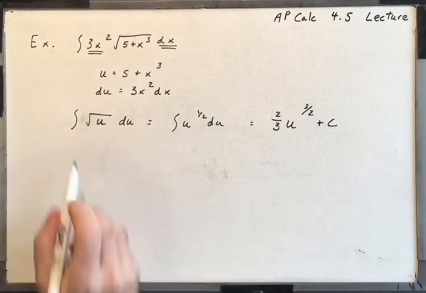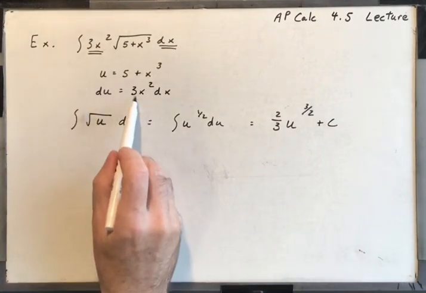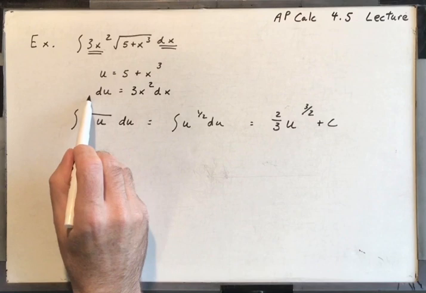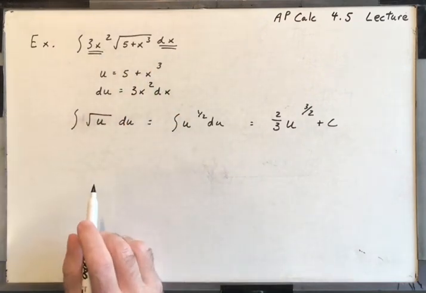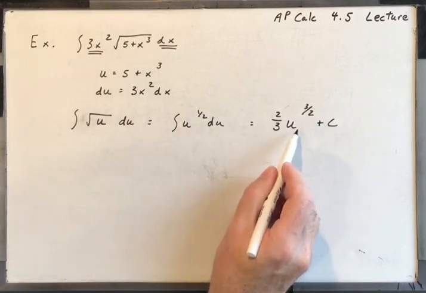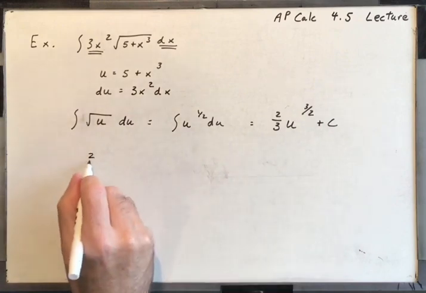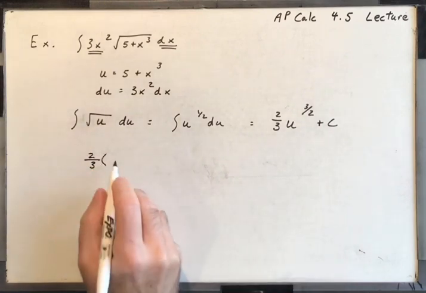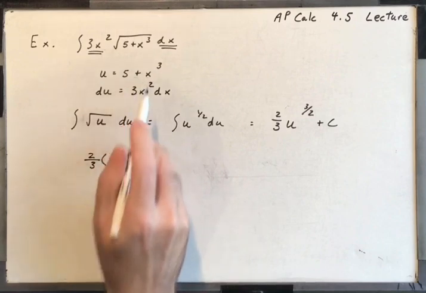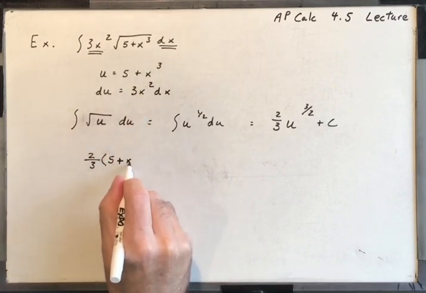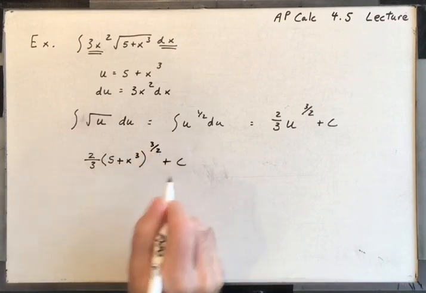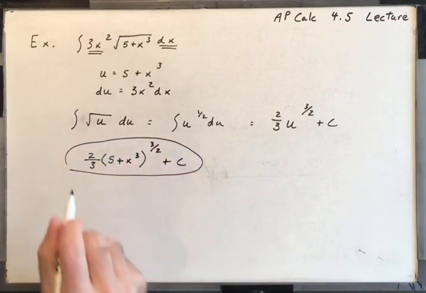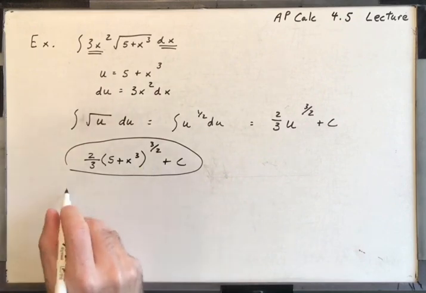So I didn't have to put a constant or anything out here because we had that. I didn't have to make it 1/3 like I did on the last one because 3x squared was already sitting there. You put u in the problem, you got to take u back out. All right, so it's going to be 2/3. What is u? It's 5 plus x cubed, to the 3/2 plus c. Could we check? Yes. How do you check? Take the derivative.